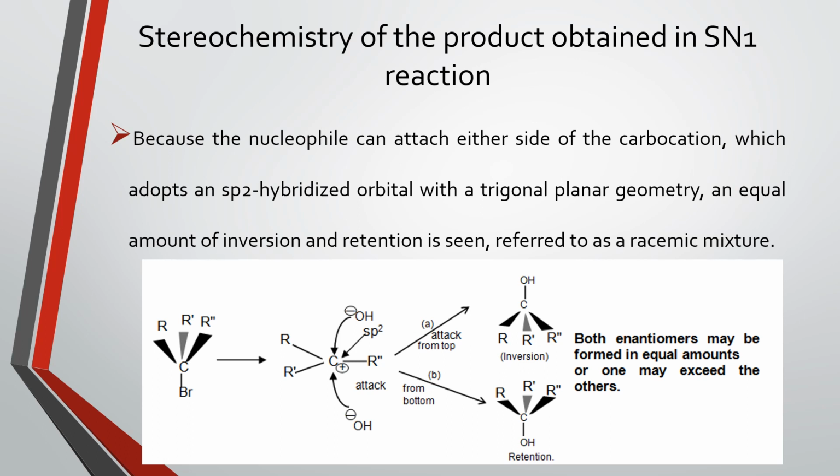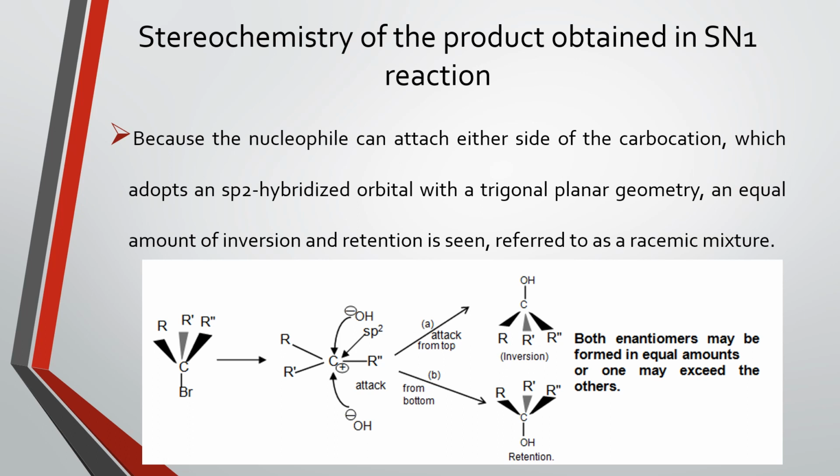Here, in this carbocation intermediate, the carbon is sp2 hybridized so as to give you the two possibilities. First possibility is this OH negative ion, which is the nucleophile here, it attacks from the top of the carbocation, and the other possibility is this OH negative, which is the nucleophile, attacks from the bottom. When the nucleophile attacks from the top, we will get the inversion product, and when the nucleophile attacks from the bottom, we will get this retention product.